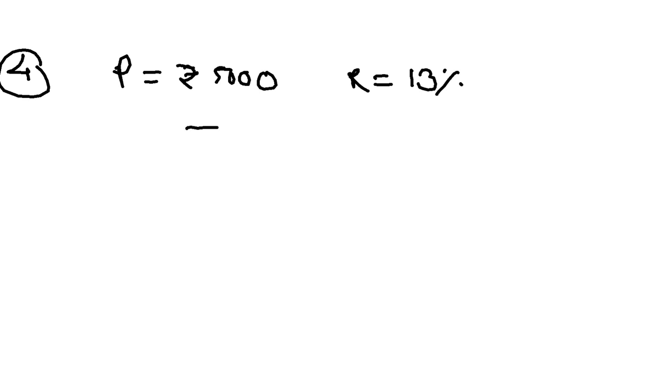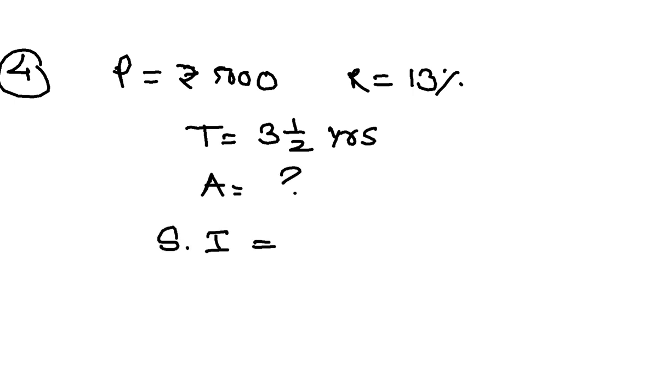Sudhakar borrowed rupees 5,000, again, principal is 5,000, from a bank at a rate of 13%, and for a period of 3.5 years. So your time is 3.5 years this time. What amount should he pay at the end of the specified period? So you have to find the amount. So what we'll do first, you will use the formula for simple interest, P into R into T by 100. You will find out this quantity.